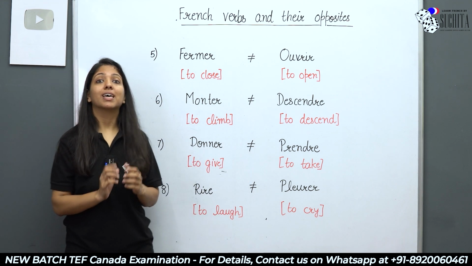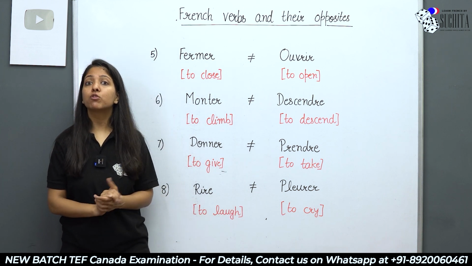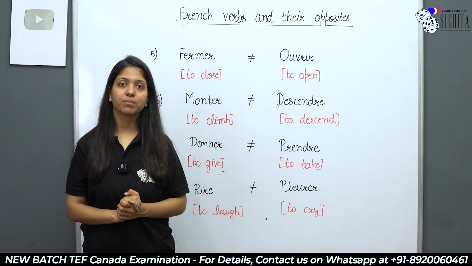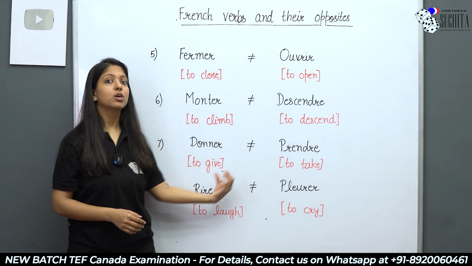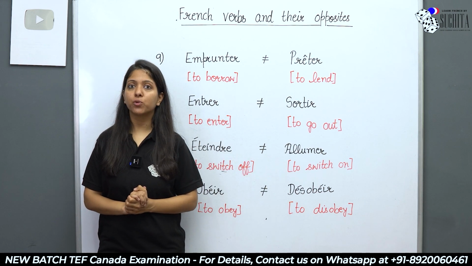The next one is rire. Rire, which means to laugh. The opposite of to laugh would be to cry. And to cry in French is known as pleurer. So rire, pleurer.